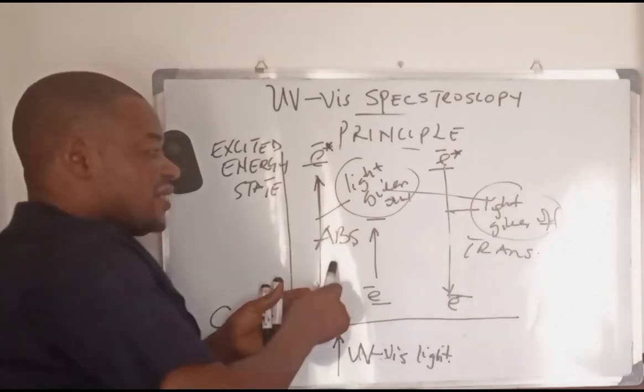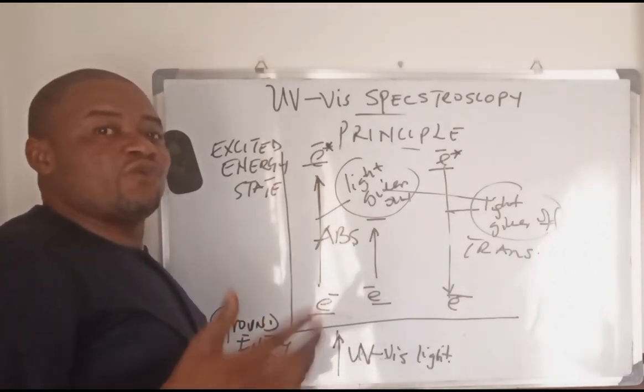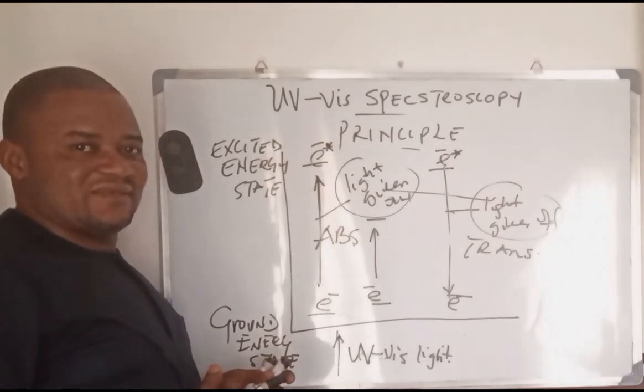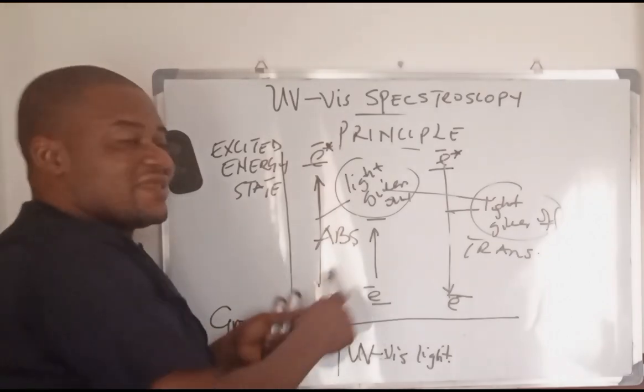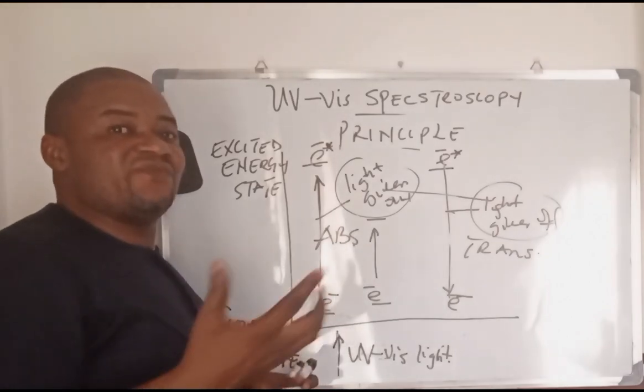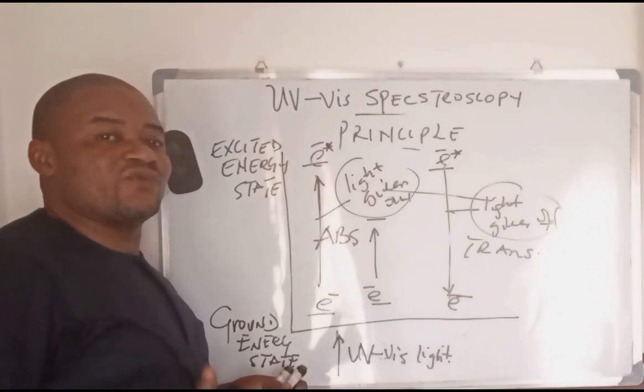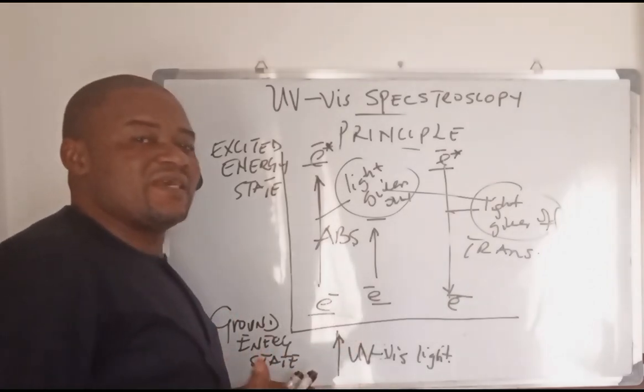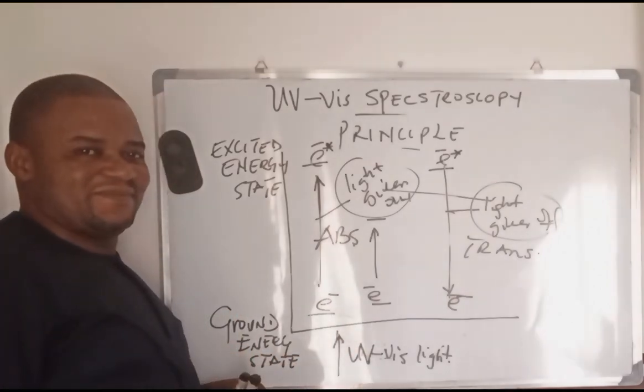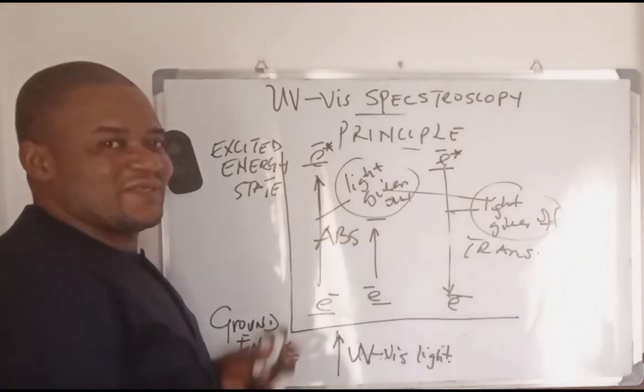And this absorbance and transmittance of energy is what you relate to the wavelength. Okay, and when you relate that to the wavelength, you'll be able to get information that can allow you to do what? To characterize and identify molecules in various substances. Now that is the basic principle.